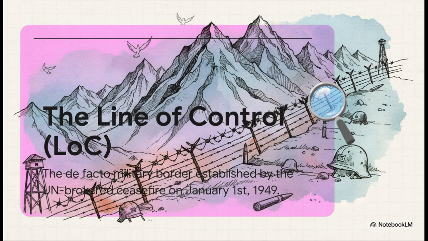Now, the war didn't end with a clear winner. It ended with a ceasefire brokered by the UN. And that ceasefire line became what we know today as the Line of Control, or the LOC. It's important to remember this is a temporary dividing line that has since become one of the most heavily militarized frontiers on the entire planet.